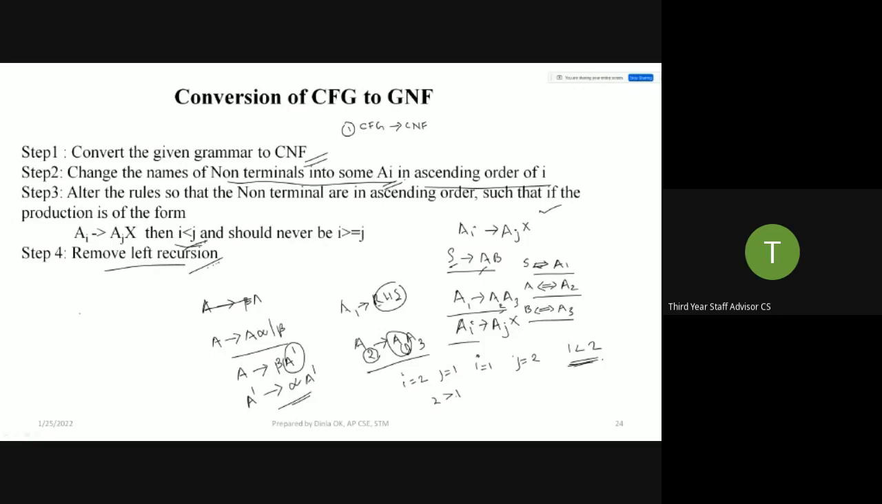If a left recursion exists, we can eliminate it. Then after doing all this process, we will get a GNF, that is Greibach normal form, of the form A implies a alpha, where A is a non-terminal. It must start with a terminal followed by a combination of non-terminals. The grammar we get must be in this form. Is it clear? Any doubt?